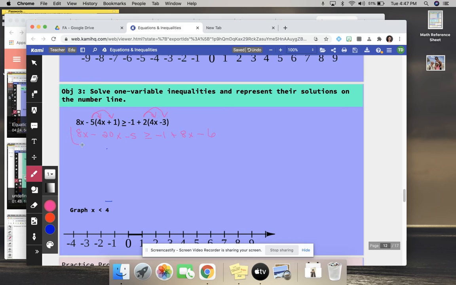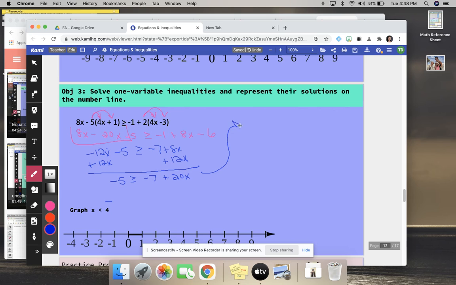Combining like terms, we can combine these over here. And we are left with negative 12x minus 5 is greater than or equal to negative 1 plus 8x minus 6. However, I can combine this negative 1 and negative 6. So that's going to give me a negative 7. So I'm just going to put negative 7 here. Now I'm going to add 12x to both sides to combine those x's. Now I have negative 5 is greater than or equal to negative 7 plus 20x.